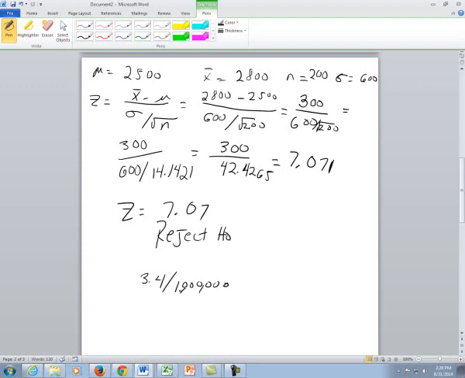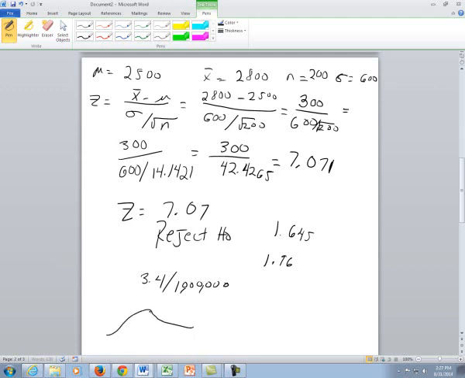The p-value is going to be very, very small. You're not even going to find it on any of our tables. And when you compare it to any critical value, normally we're comparing them to a critical value of like 1.645 or 1.96. It doesn't even compare. So this is always going to give you a situation where you will reject the null hypothesis. We're 7 standard deviations away from the mean.